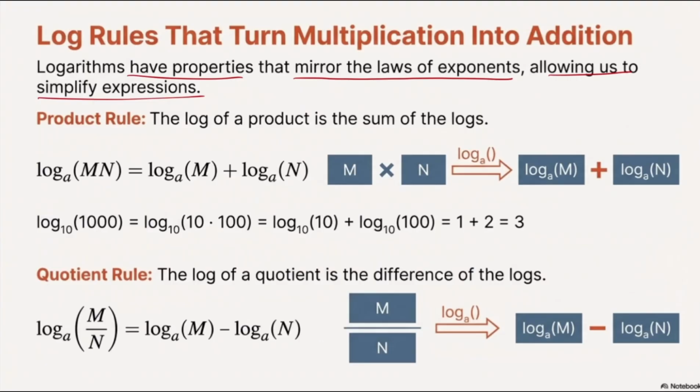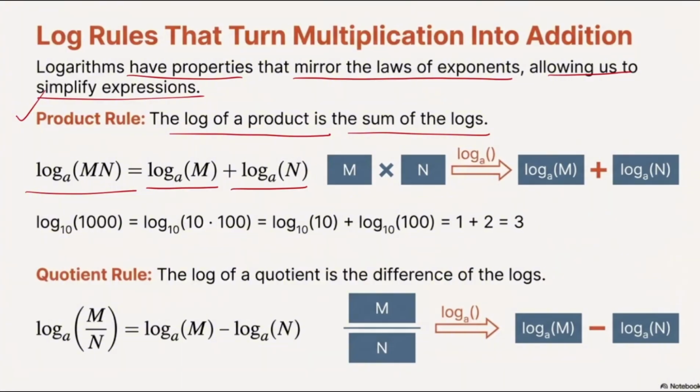First of all, let's talk about the product rule. It means that the log of a product is the sum of the logs. What does that mean? Imagine that I have log of m times n with the base of a. I can write it down as log of m with the base of a plus log of n with the base of a.